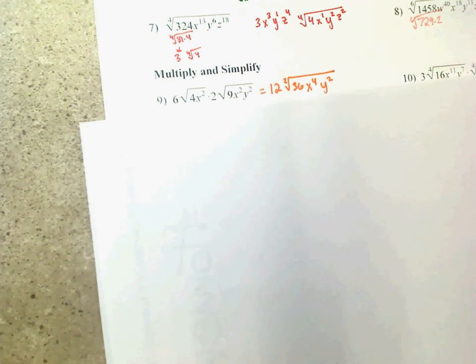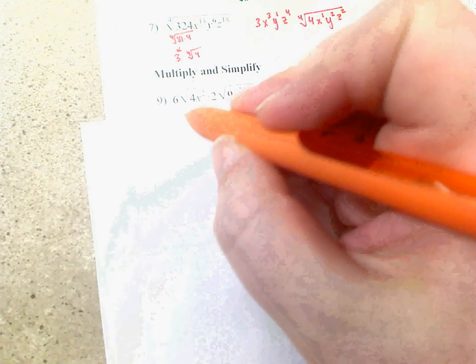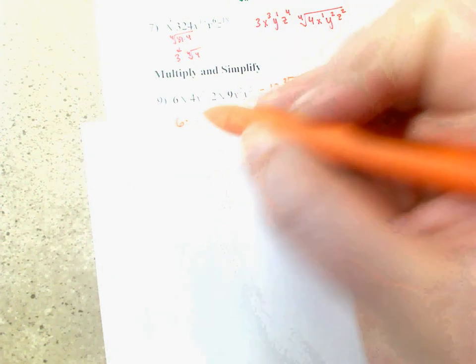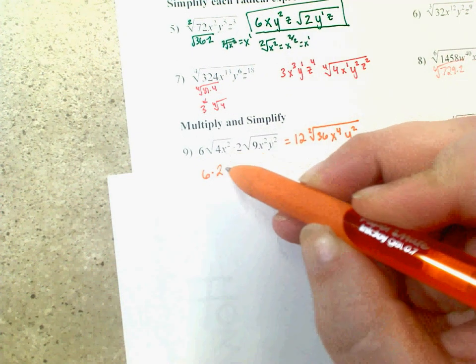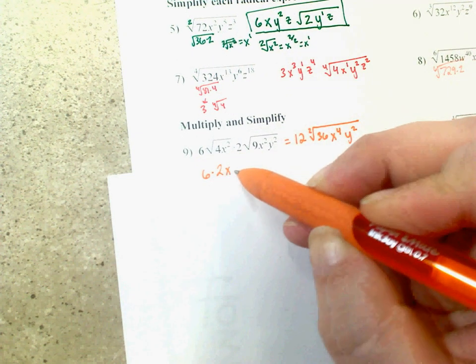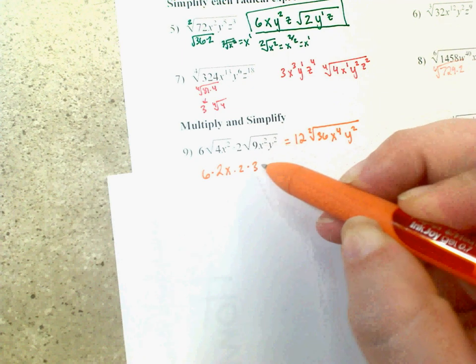I'll show you another one. Okay. So 6, the square root of 4 is 2. So this is just taking each of them and simplifying them by themselves. And the square root of x squared is x. Then times 2 times the square root of 9 is 3. The square root of x squared is x, and the square root of y squared is y.